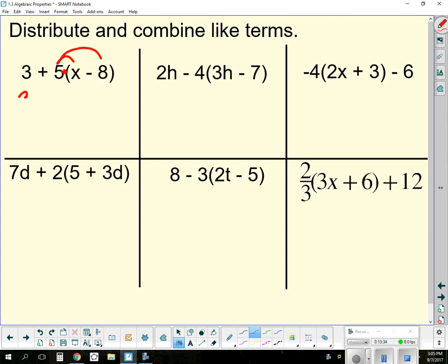So we have 3. That's just hanging out front. We're not doing anything with it. We are distributing a positive 5. That gives you plus 5x. And then 5 times negative 8 is negative 40. Combining like terms, well, 3 and negative 40 are just regular old numbers called constants. We've always combined those, so we're going to go ahead and combine them now. Those are like terms. 3 minus 40 gives you negative 37. And then plus 5x comes down.